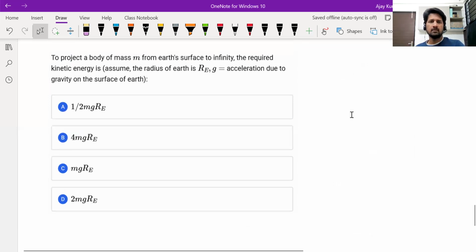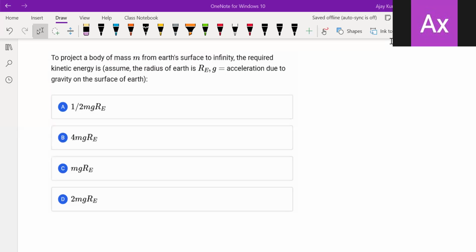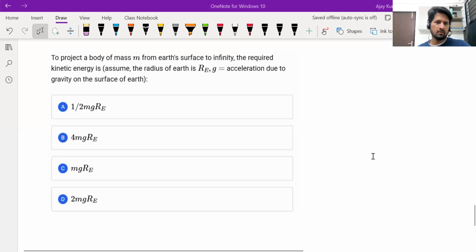Right. Try this, all of you. I'll give you 2 minutes. This is easy. Okay, I got one answer as A, one answer as C. Let's see.